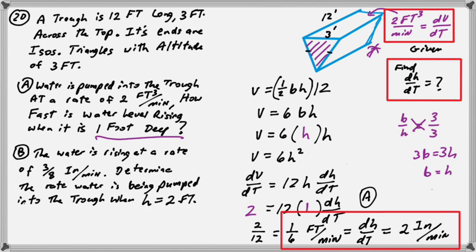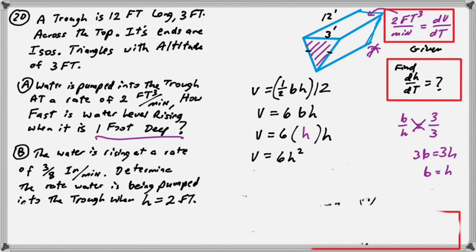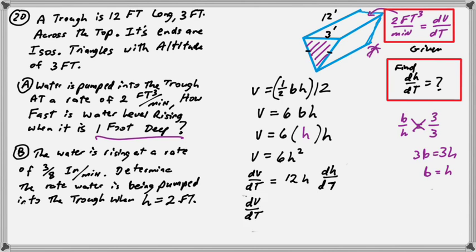Okay, for part B, I'm going to erase some of this. So let me get rid of some of this down here. I think it's still the same dimensions. We still have the same proportional. Base still equals height. So I think I'm still at this formula. I still think dV/dt is going to equal 12h dH/dt, just like we had before. But this time they want to determine the rate at which water is being pumped in. So they want us to find dV/dt at a certain instant. Now it says 3/8 inches per minute.